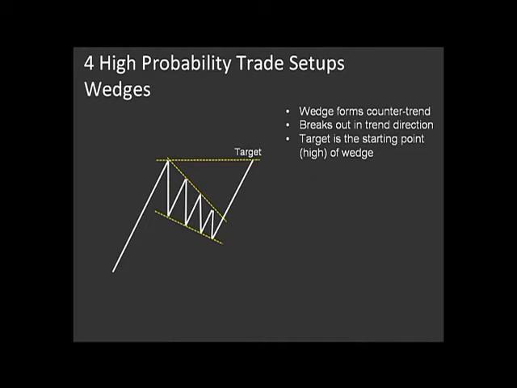Usually your target for a wedge structure is a move back to the point where the wedge began to form. So in this case, you can see it starts there, then it consolidates. After the breakout you'd expect a move to go back and meet the previous high. That's how you'd look for a target in the case of a wedge. And this is a minimum target, by the way. All of these targets I've been talking about are minimum targets.